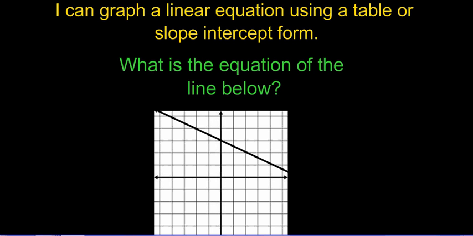Hello, math friends. Let's get linear. We're going to talk about how you can graph a linear equation using a table or slope-intercept form. So one way we could start is, what's the equation of the line below? If you just look at it, how do you know?